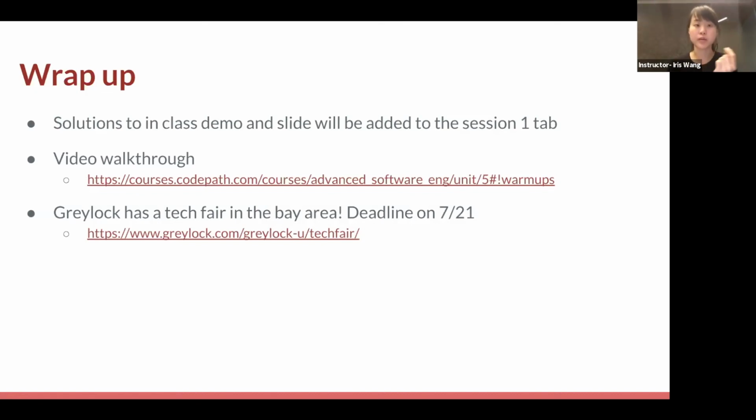They're pretty common problems. Aside from that, I'll add solutions to the in-class demo, and I'll add a link to the slides to the session 1 tab. I think I have to clean up some of the slides, but I'll try to have them up as soon as possible. Just as a reminder, I have a video walkthrough if you want more practice with graphs.